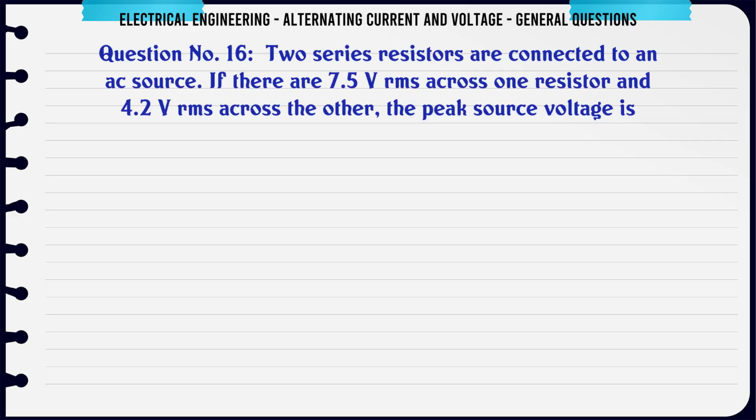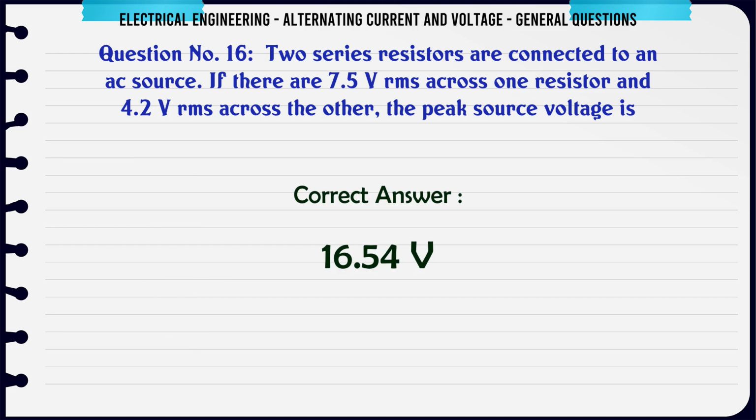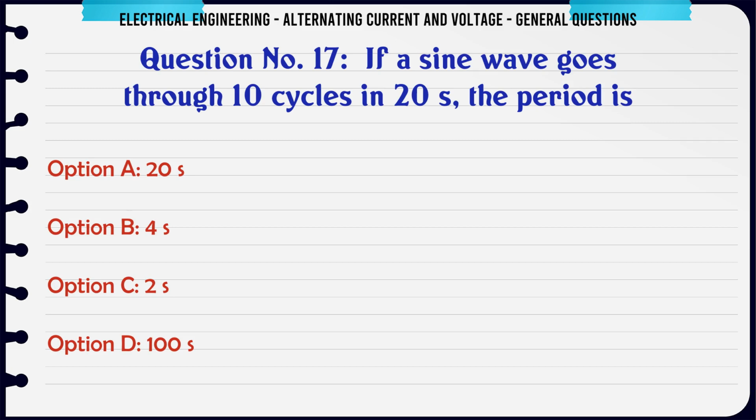Two series resistors are connected to an AC source. If there are 7.5 Vrms across one resistor and 4.2 Vrms across the other, the peak source voltage is A, 16.54 V, B, 1.65 V, C, 10.60 V, D, 5.93 V. The correct answer is 16.54 V.